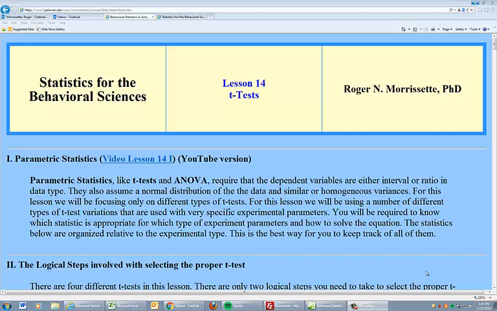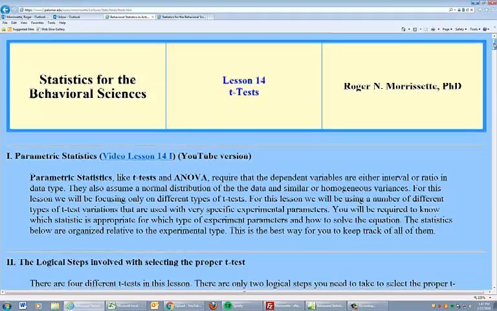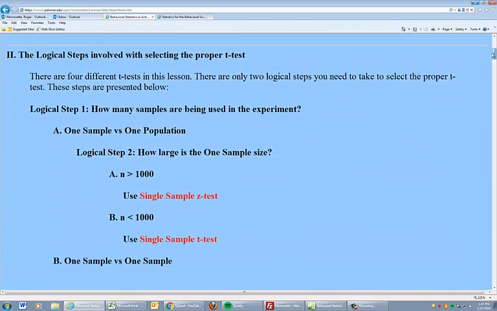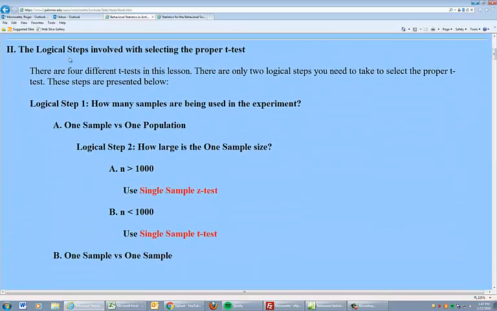Those are the criteria. What we're going to do with t-tests today is learn about 4 different types, how to select the proper t-tests, and how to solve each of them. So the next section talks about the logical steps you need to make in order to select the proper t-test. And of course, with logic, you always have to do these steps in order.